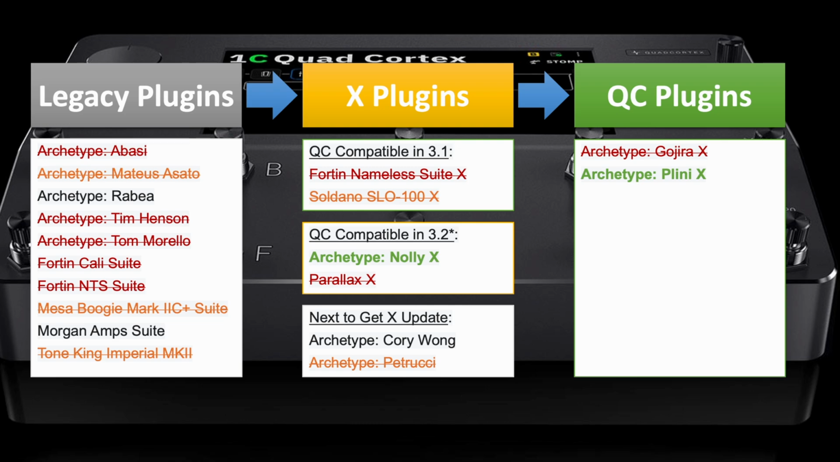So that narrows it down quite a bit, and now we're down to three that I think interest me in checking out. One is the Archetype Cory Wong, one is the Archetype Rabea, and the last is the Morgan Amp Suite. So these are the ones that I'm going to download the trials of, and we're going to check them out and go from there.